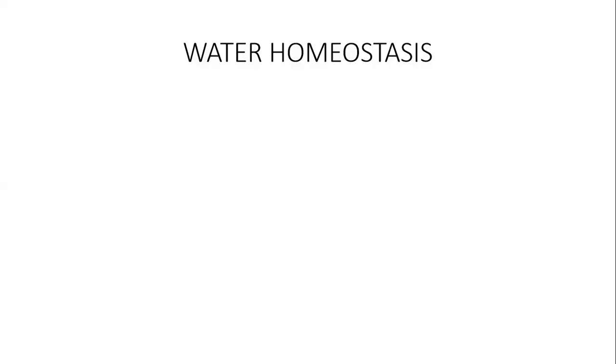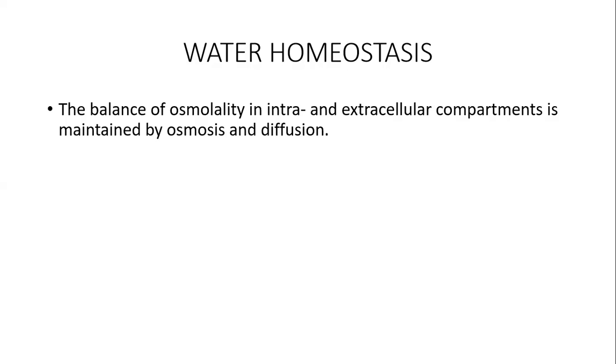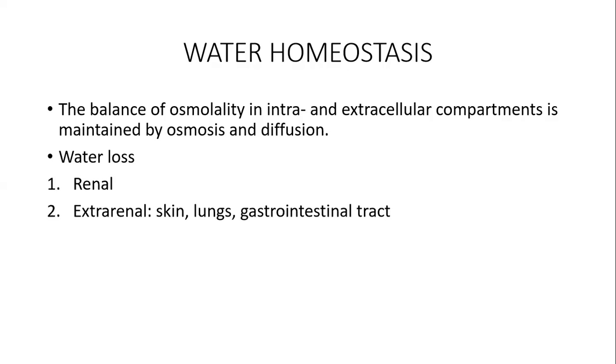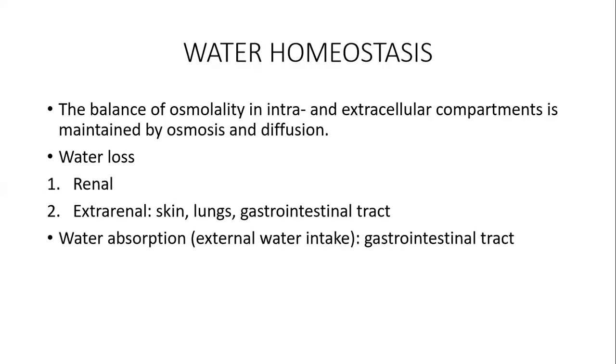Now let's talk about water homeostasis. Water homeostasis is the balance of osmolality in the intra and extracellular compartments, and it is maintained by osmosis and diffusion. Whenever we talk about water balance, we will also discuss sodium balance because water follows sodium. So water loss can be renal or extrarenal through skin, lungs, or GI tract. Water absorption occurs via the GI tract.